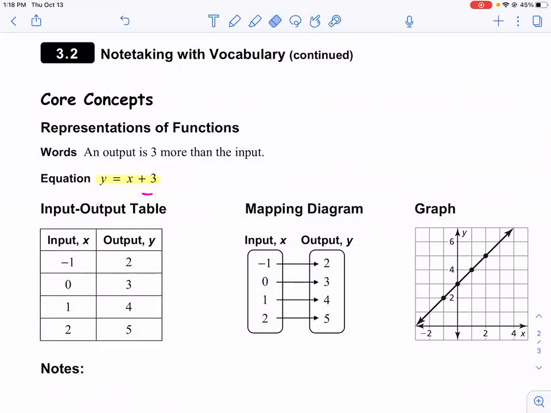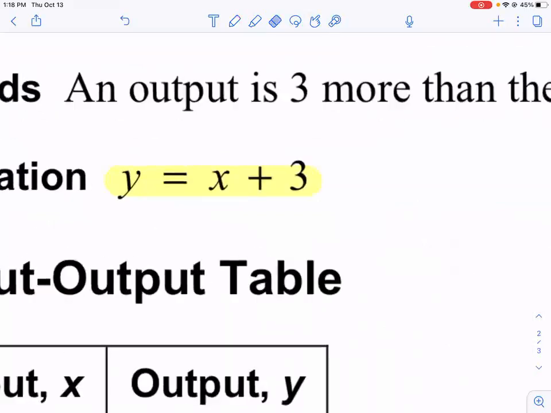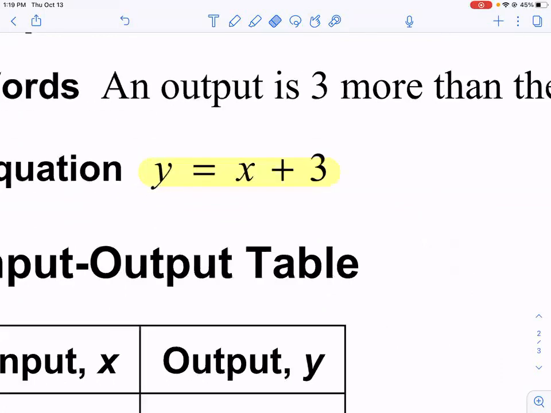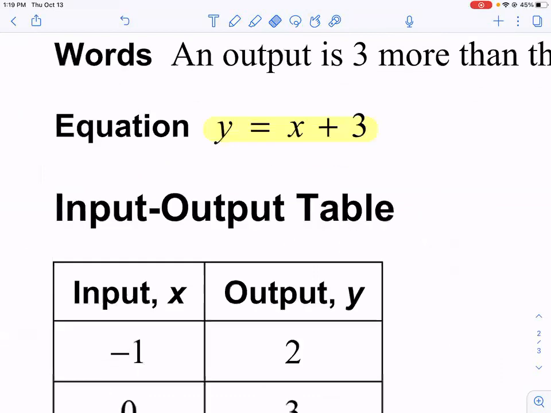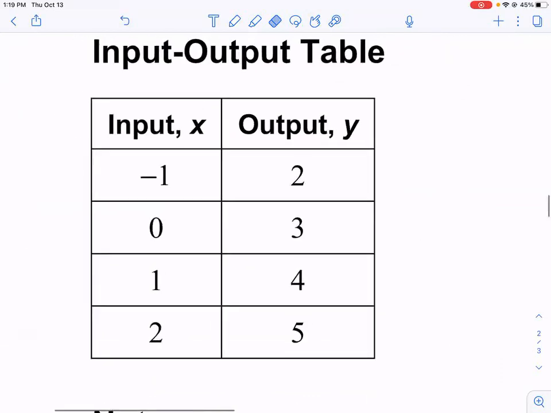Another way that I like to tell is by looking at my variables. X has an exponent of 1. Y has an exponent of 1 and they're separated, as in they're not multiplied or divided. That would not be okay. Now, if you have an input-output table, I really want to talk about what it means to have this constant rate of change.